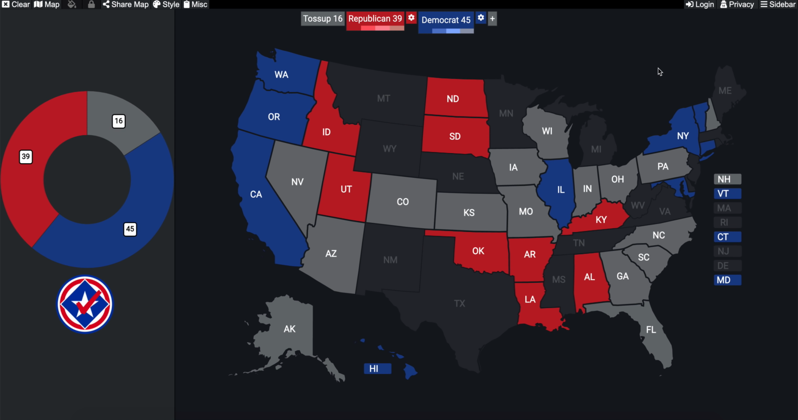Looking at our map here, we have finalized all of these safe Democratic seats and the safe Republican seats. One thing that I would change actually in terms of safe Republican and safe Democratic seats is the state of Colorado. I would move that into the safe Democratic column for right now.